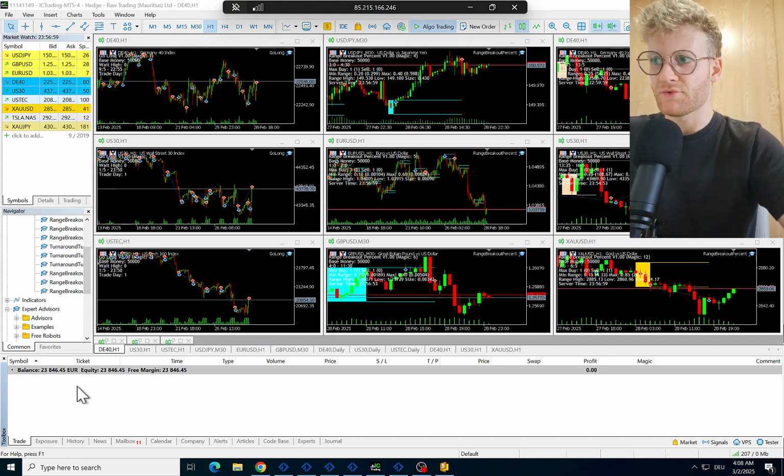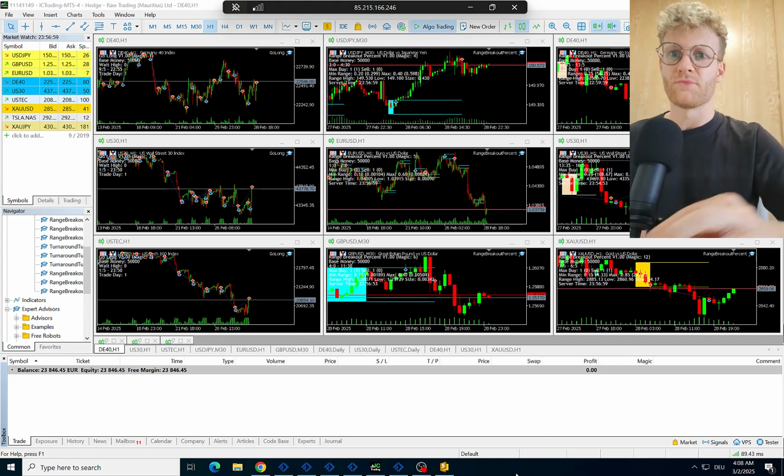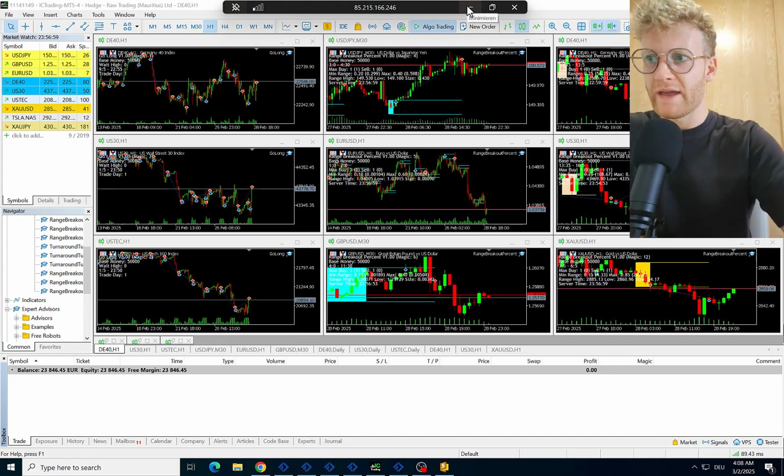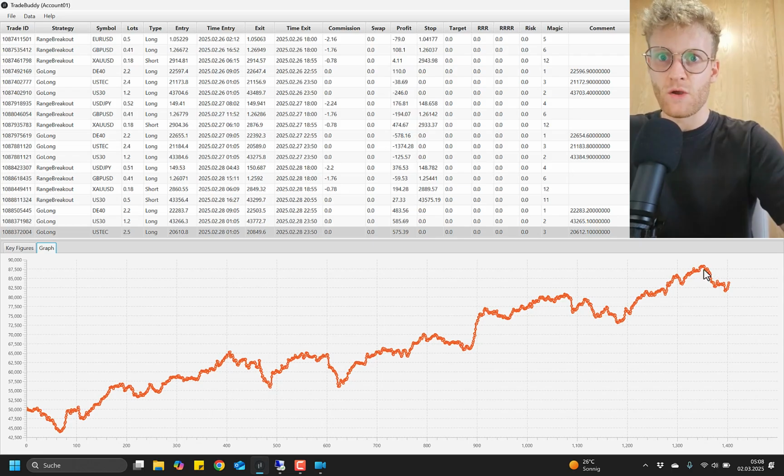So right now I have 23k in my account, but theoretically I treat this as if it started with a 50k account. This is why a drawdown of 5k that we see here right now is not dramatic at all. If you see this performance, which is based on the actual 50k account that I trade here, you can see this drawdown is not even big. It's a small drawdown, maybe around 10% of the actual balance.